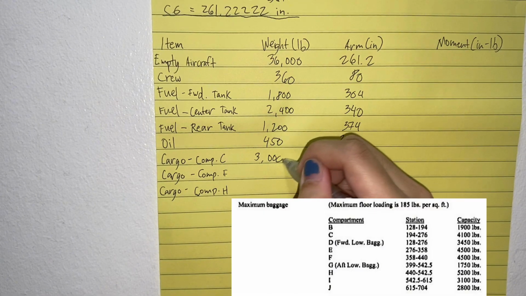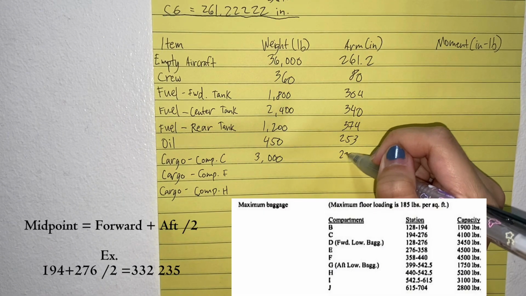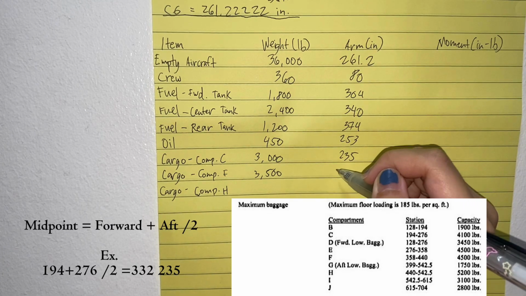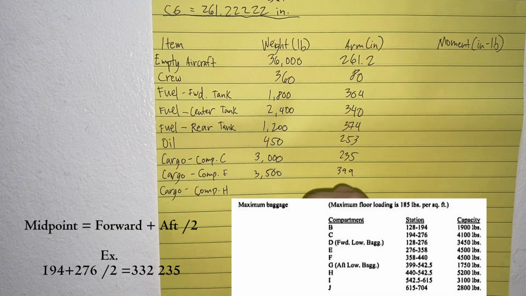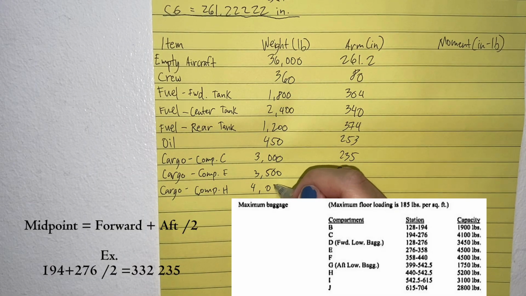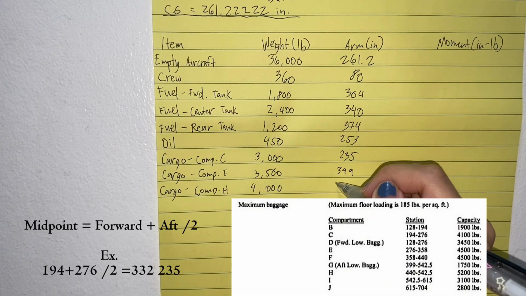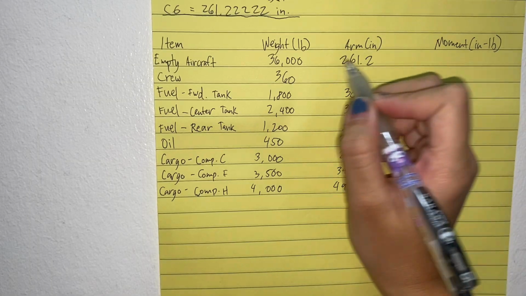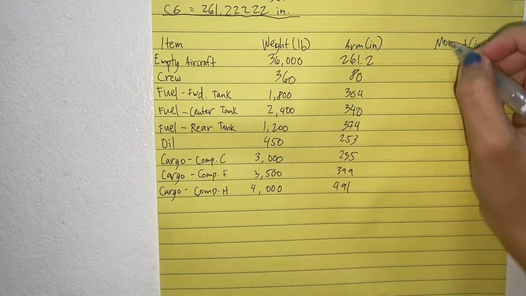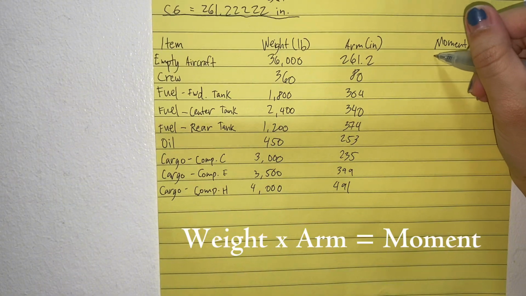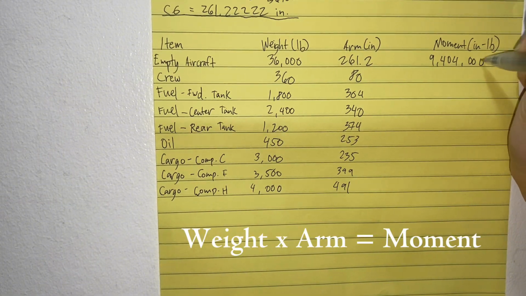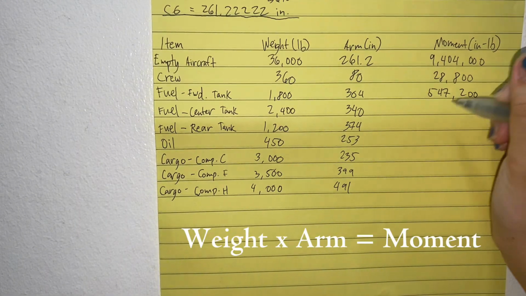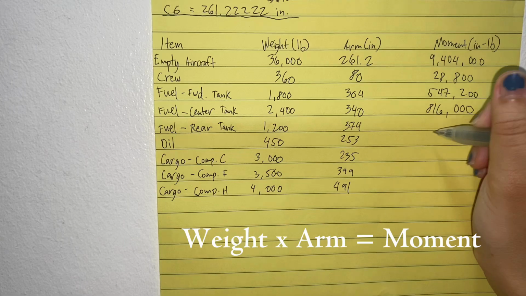Since our arm for the cargo compartments is a range and not a specific number, we will get the midpoint of each station that we need. To get the midpoint, we must add the forward limit to the aft limit and divide it by 2. After writing down all the values in the table, we must now find the moment by multiplying weight by arm. For example, 36,000 times 261.2 is 9,404,000. We will continue this until we finish the table.